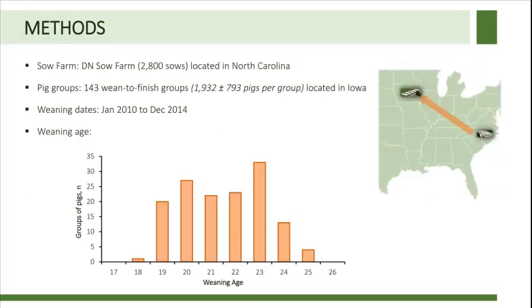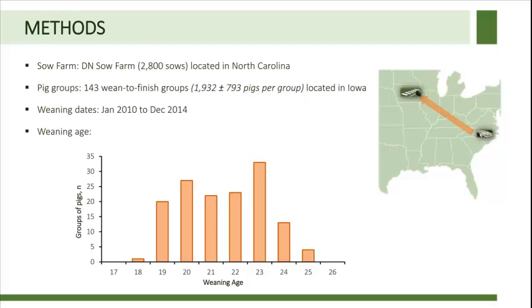As I said before, it is a single sow farm. It was a 2,800 sow farm located in North Carolina. This sow farm was under construction, and that allowed for the different weaning ages that we had. We had a total of 143 wean-to-finish groups. Those groups went to Iowa, and the group size was about 1,932 pigs within a group. As I said before, the data was from January 2010 to December 2014.